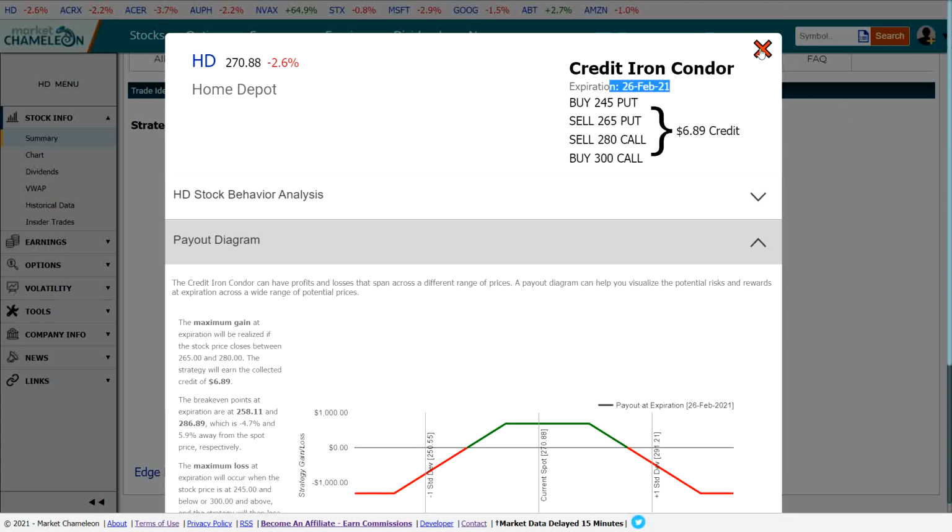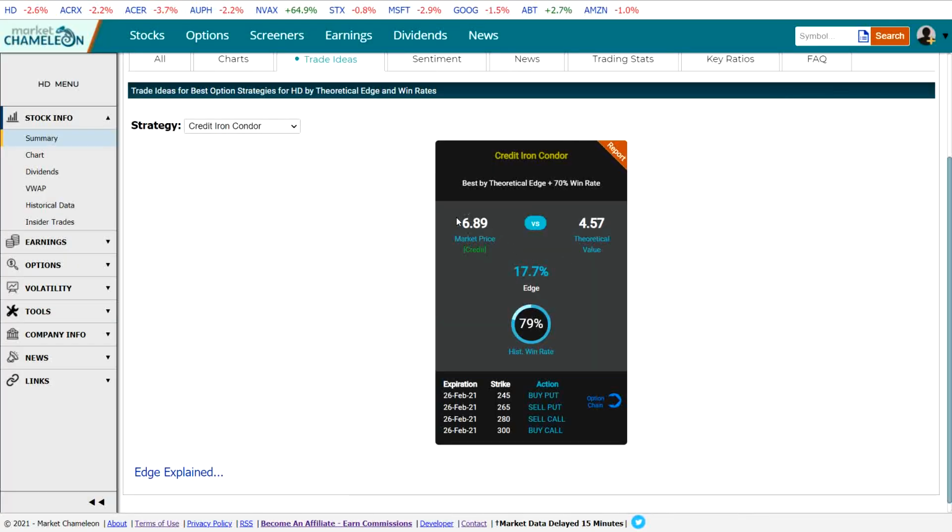But this is Market Chameleon. You collect $700 up front instead of this one, $450. And this is why I love them, and this is why I'm paying them $99 a month to be a paid member. I get to keep $700. I get that up front.